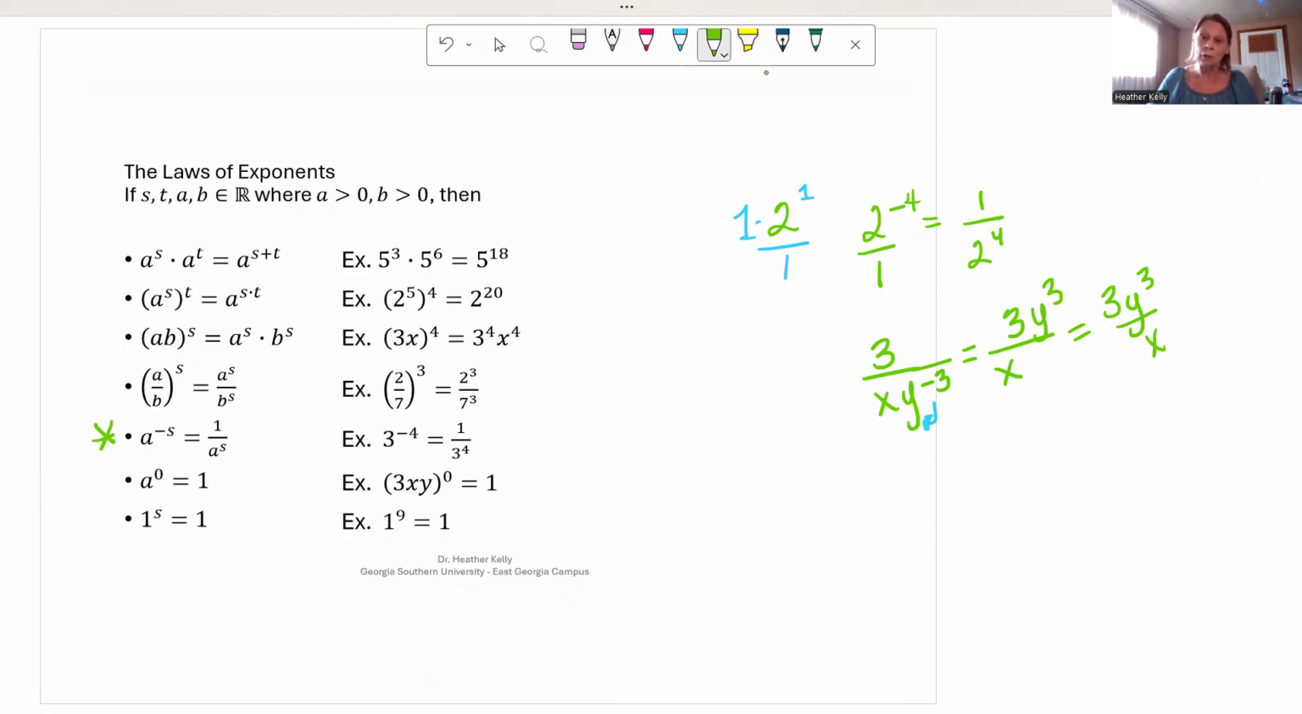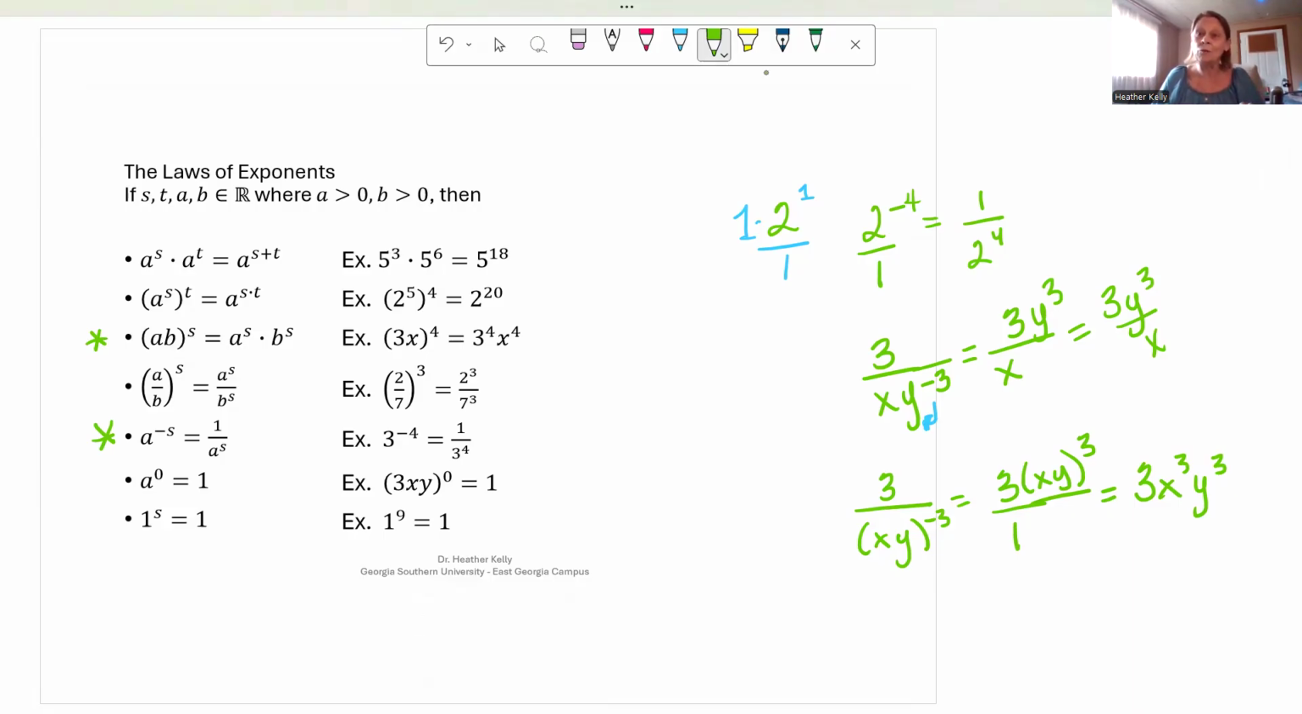Now let me show you what it would look like if that negative 3 affected both of them. So I'll do another example. If we did it like this, then the 3 is going to stay where it is in the fraction, and the xy is going to go up. And then due to these other rules, this would be 3x cubed y cubed. Okay? So just remember that.